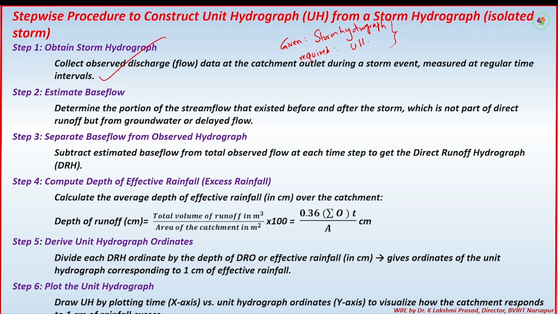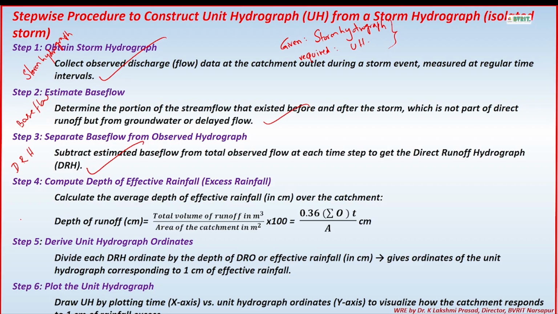Then estimate the base flow. You have different methods. Use the straight line method and separate the base flow. If you separate the base flow, what are you going to get? The direct runoff hydrograph. So this is the storm hydrograph; from it you have separated the base flow. If you subtract this base flow, what we get is the direct runoff hydrograph.